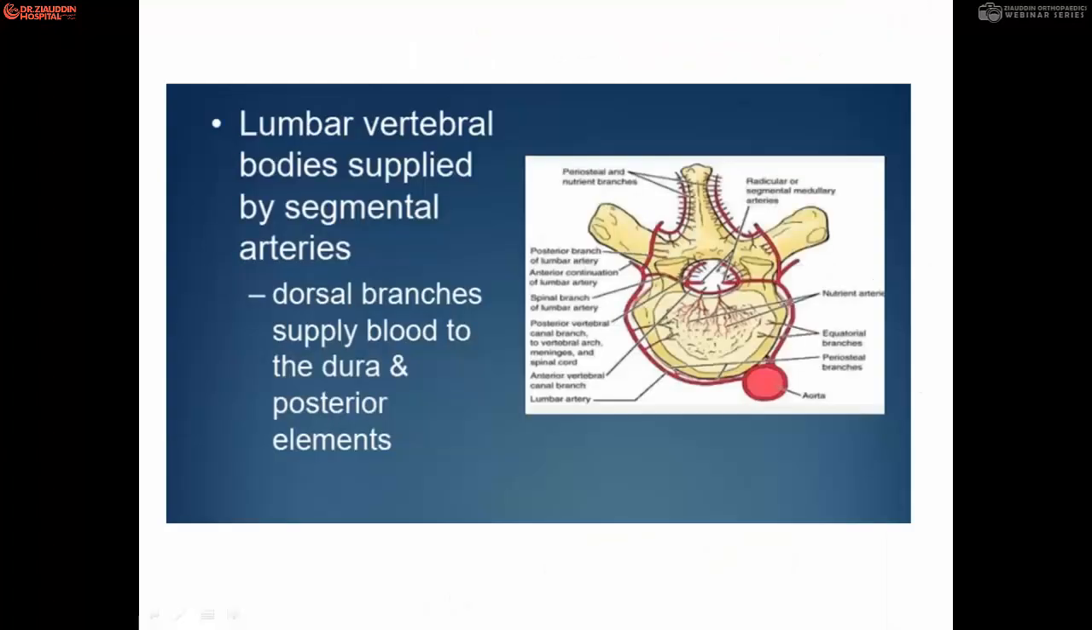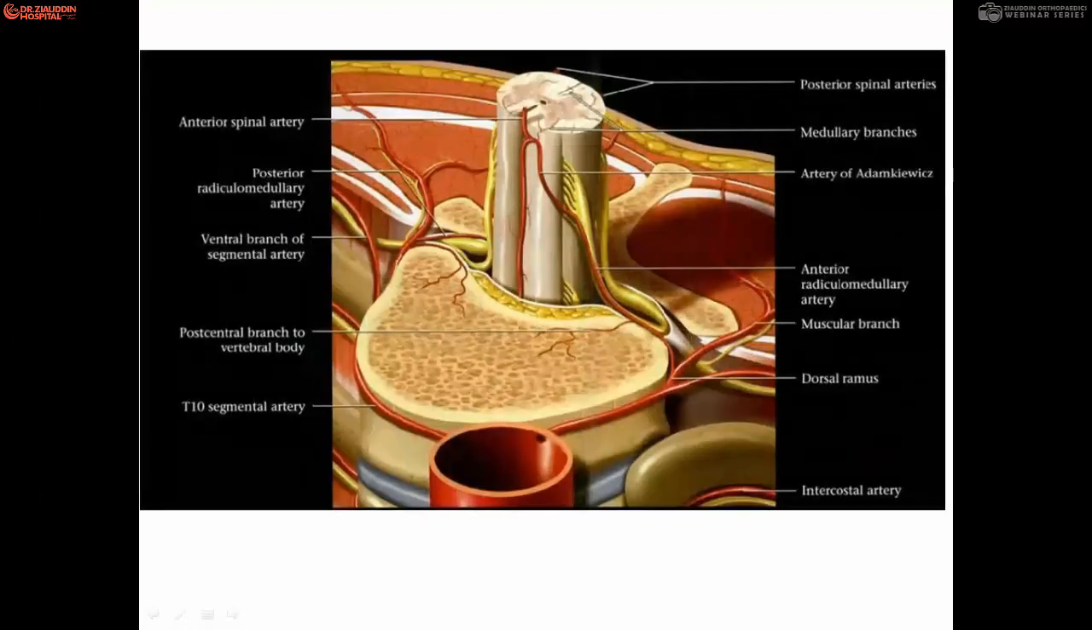There are deep layers. If you look at the blood supply of the lumbar spine, the lumbar vertebral bodies are mainly supplied by the segmental arteries. The anterior area of the vertebral body is the most vascular area. They have dorsal branches which supply blood to the dura and posterior ligaments. Again, another clear presentation. From the aorta, there are segmental arteries which go posteriorly, and they give branches to the different posterior ligaments and the dura.